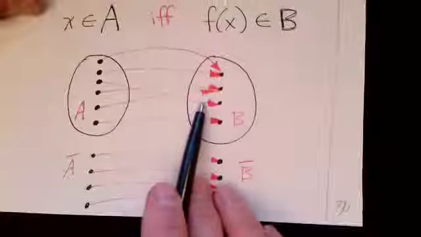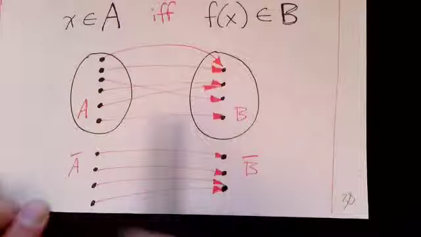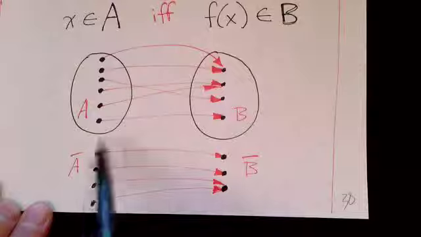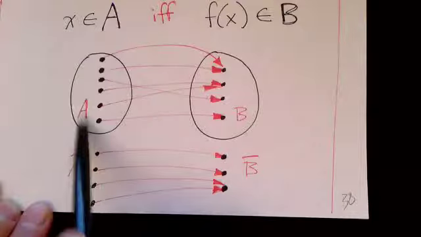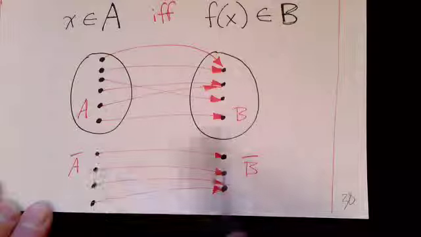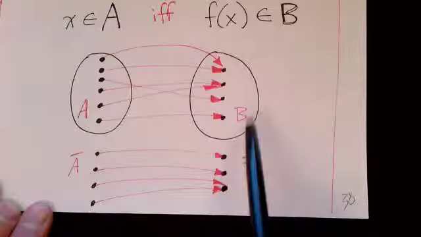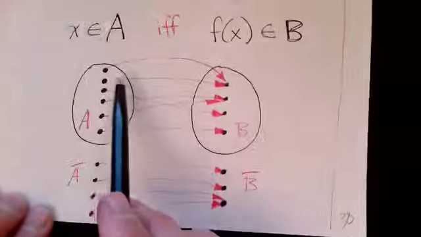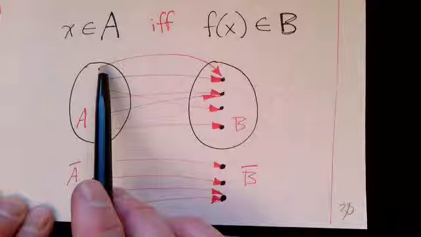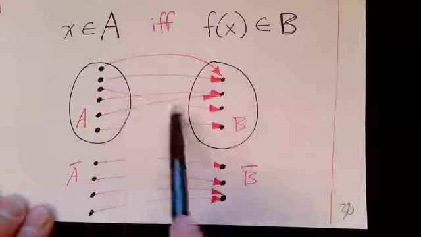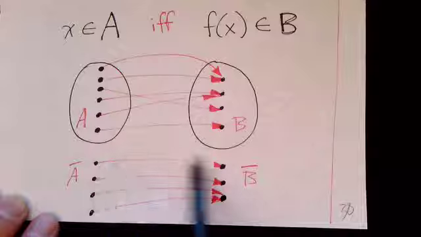I've drawn a picture here to try and show what we're talking about. Each of these dots is a string. These dots are either in language A or not in language A. These dots over here are either in language B or not in language B. So the reduction is a function, and it maps things that are in A to things that are in B. And it maps things that are not in A into things that are not in B.